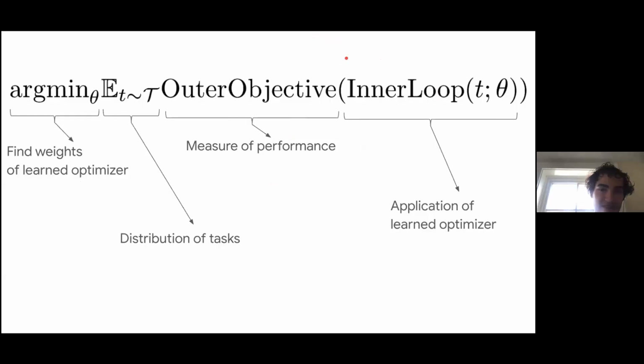To summarize this computation in an equation, our goal is to find the weights of the learned optimizer over some distribution of tasks for some measure of performance. And in this case, this measure of performance is a function of the inner loop, which is applications of the learned optimizer.